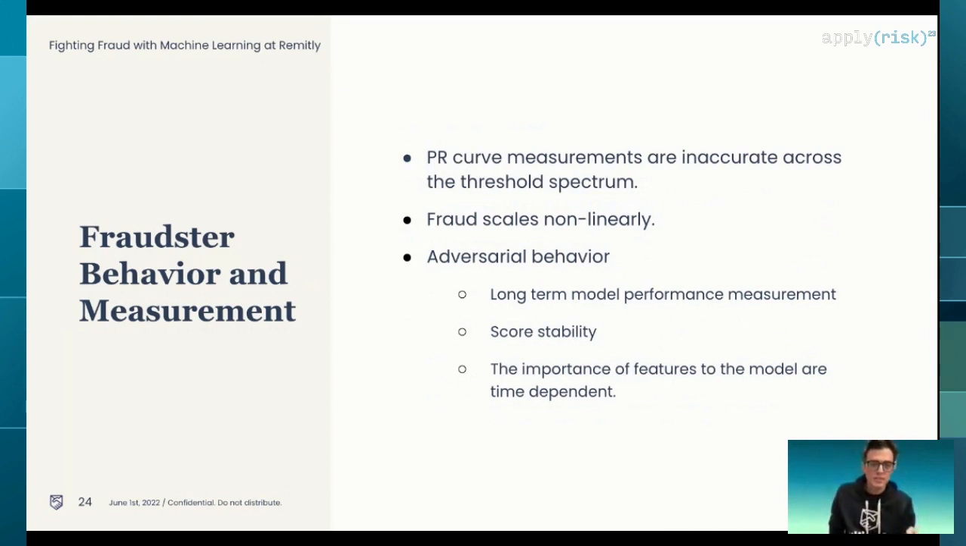Next, adversarial fraudster behavior means that fraudster behavior is changing over time, which makes performance measurement extremely tricky. There are three areas that I want to talk about here. First is long-term model improvement measurement. How do we know if we are improving if the fraud landscape is constantly changing underneath us?